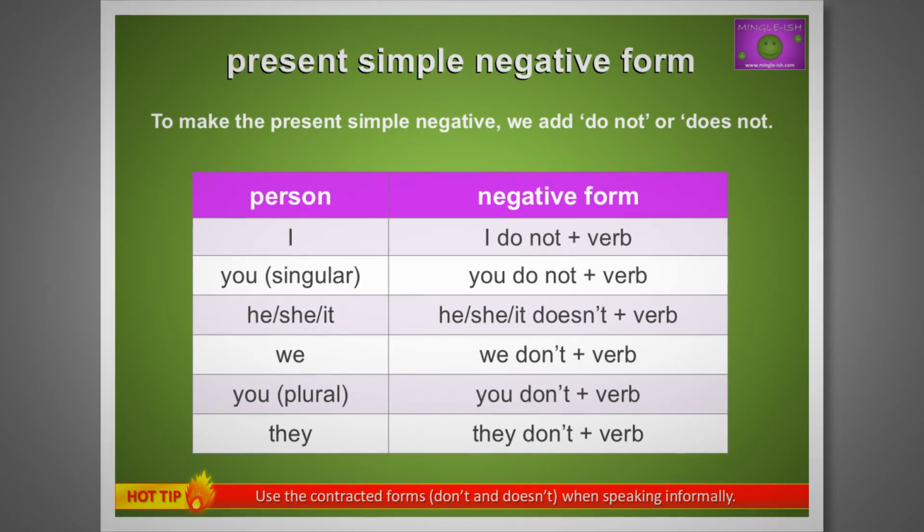To make the present simple negative, we add do not or does not for the third person singular. We use the contracted forms don't and doesn't when speaking informally. For example, I do not swim. He doesn't like dogs. We don't eat fish.